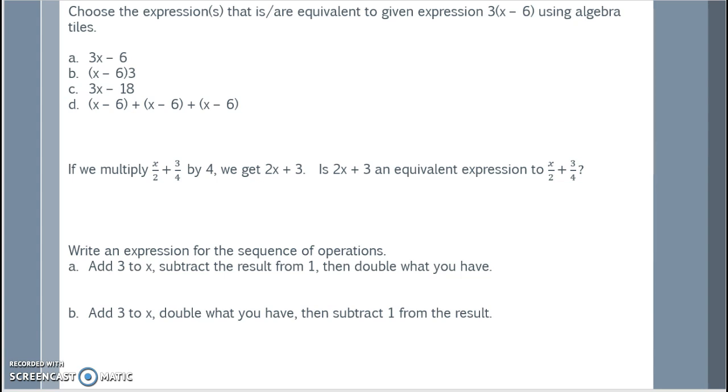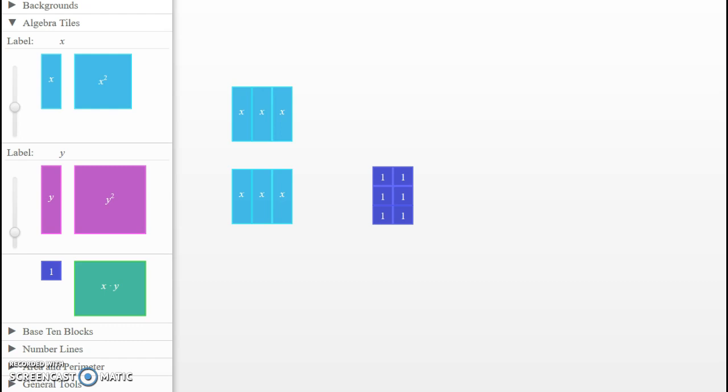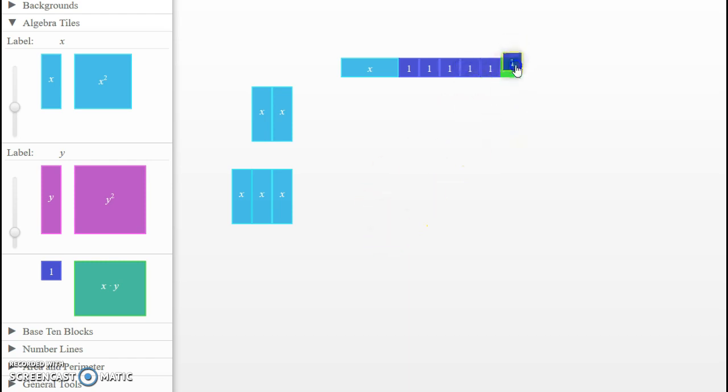Choose the expression or expressions that is or are equivalent to the expression 3 times the quantity x minus 6, using algebra tiles. Our original expression is 3 times the quantity of x minus 6. So we need 3 of x minus 6's. This would be considered x plus 6, so I'm just going to turn all of these negative so that they become x minus 6. And I need 3 copies of this.